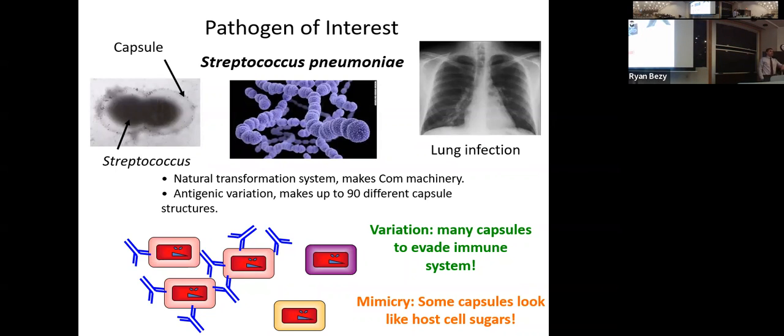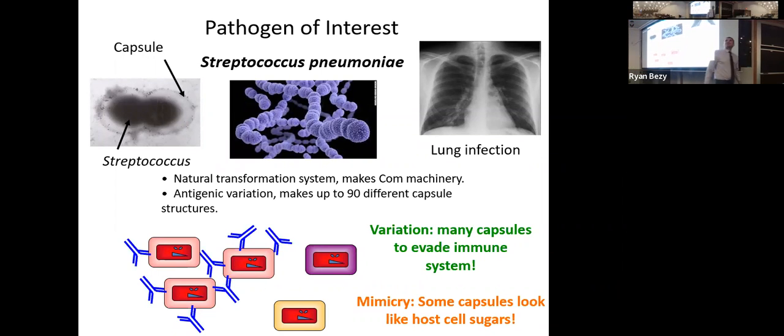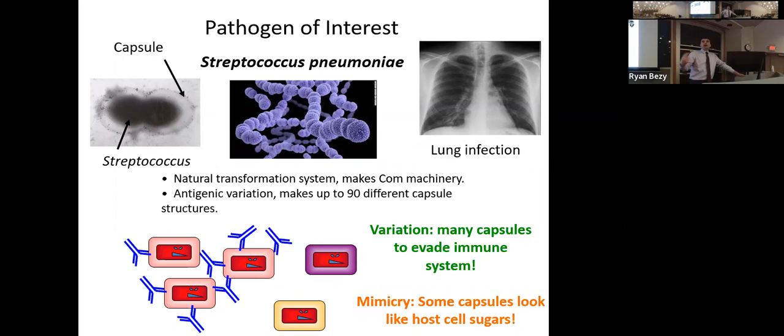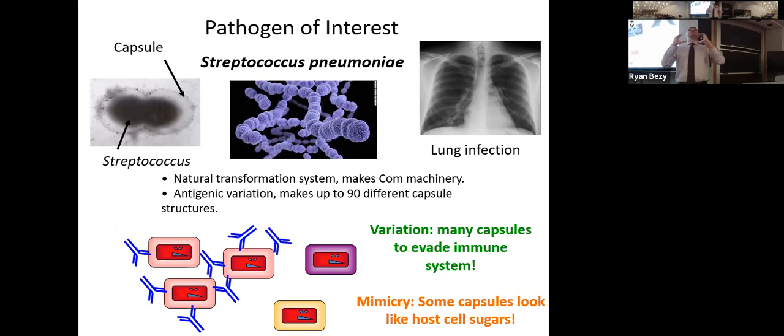Sometimes it makes one sugar and then switches over to a different one, and then another, over time. By having different capsule layers, every time it switches from one type of sugar in its capsule to another, it looks different to our immune system. So it has this variation. It makes many different capsules to evade our adaptive immune system. Every time it changes the capsule, it's like a brand new thing the immune system has not seen before, so it has trouble responding.